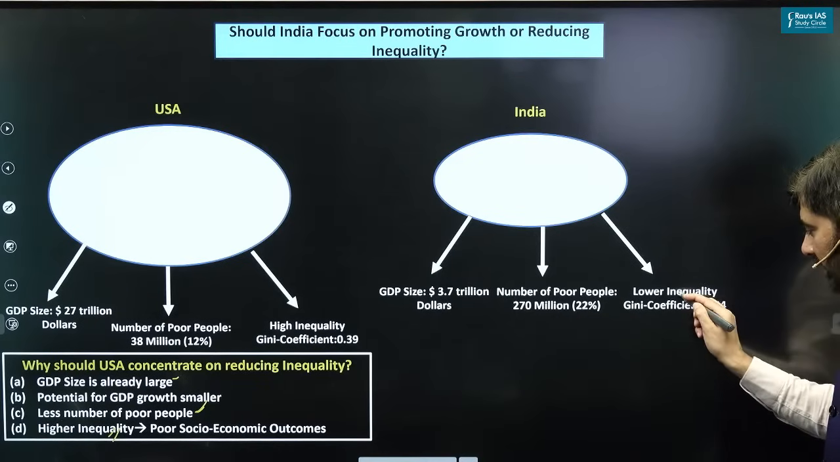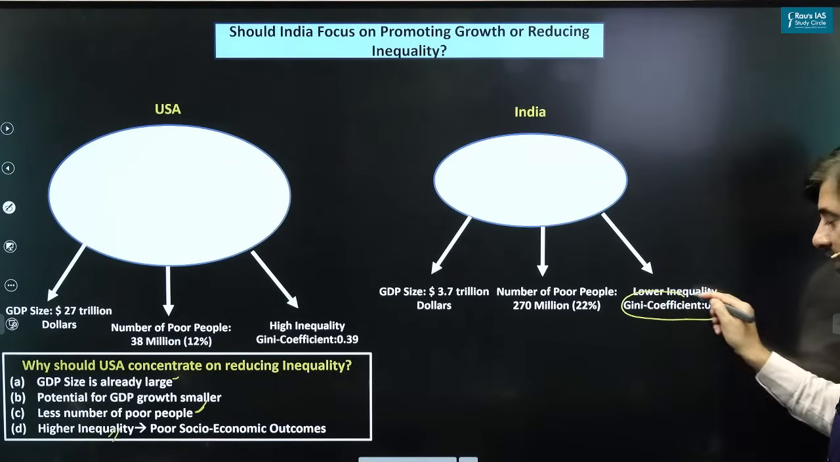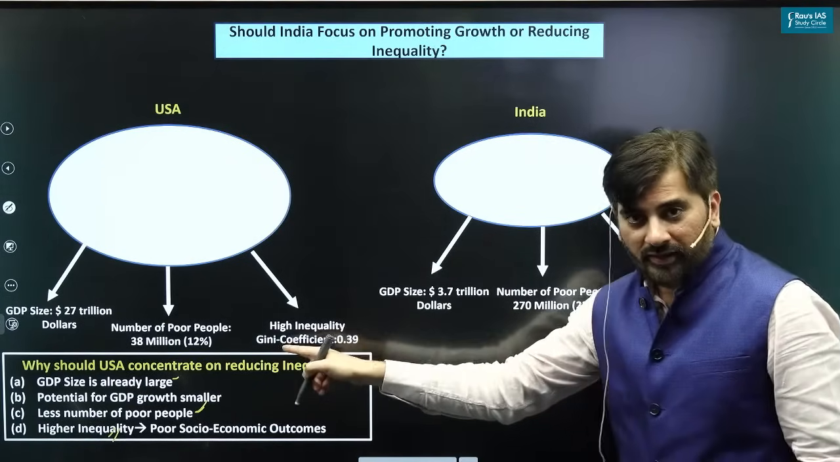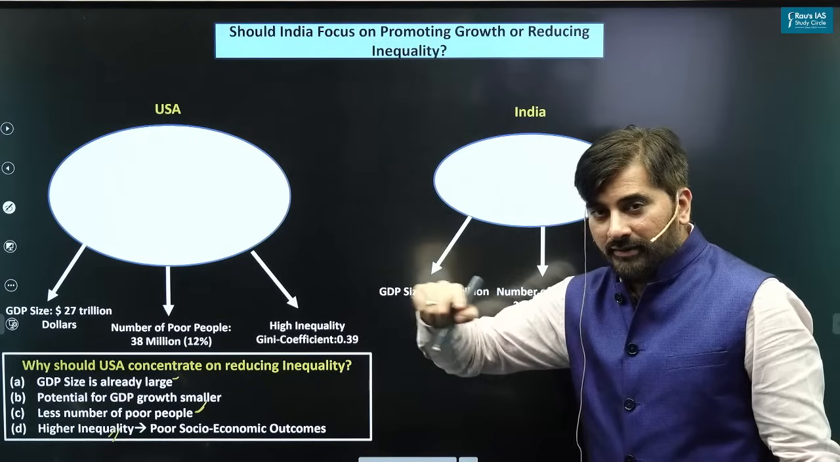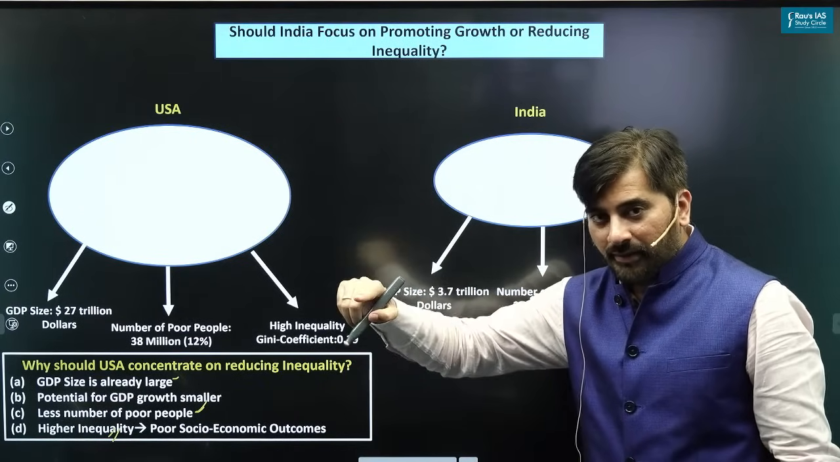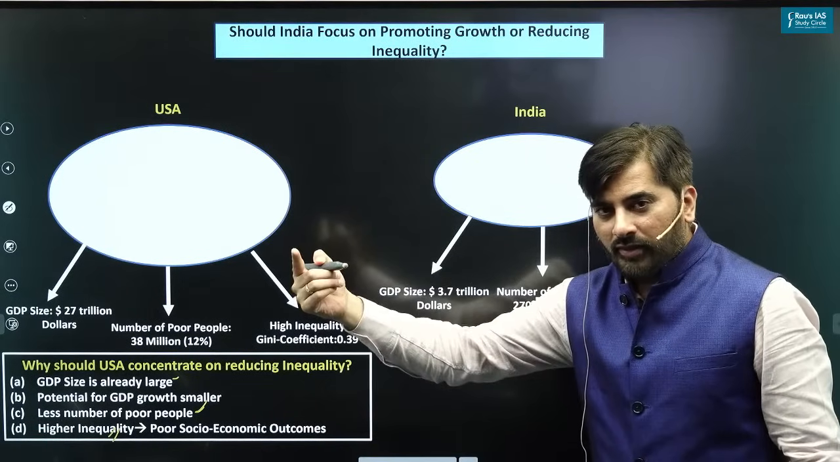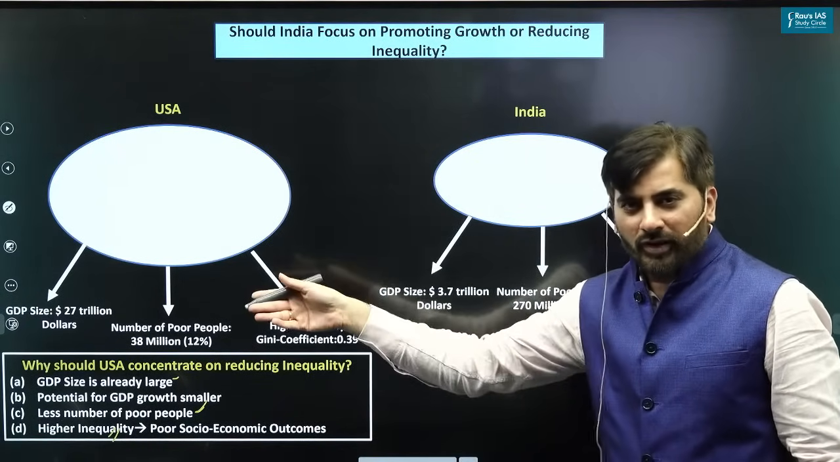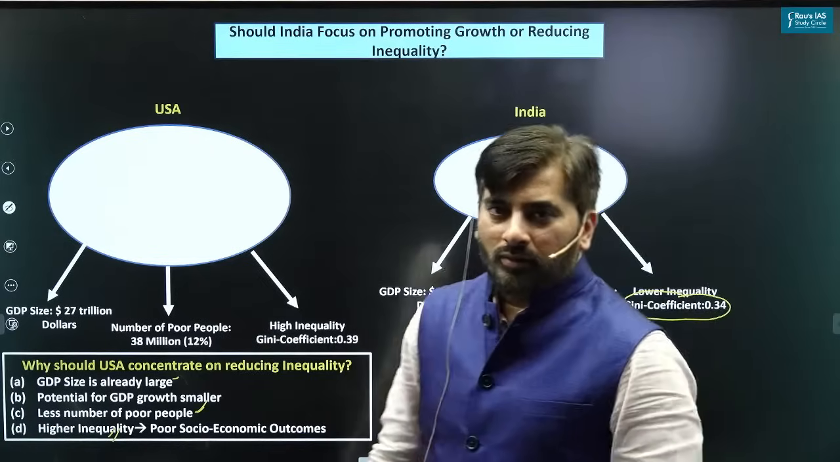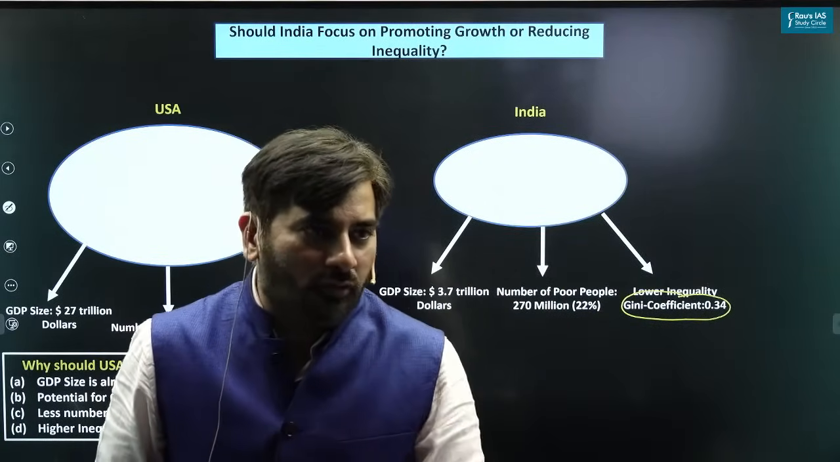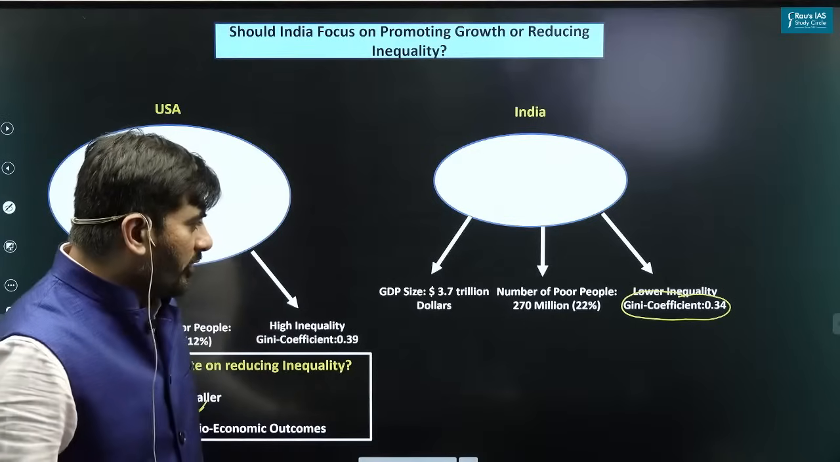And surprisingly, can you see the Gini coefficient of India? Gini coefficient of the US? Like I said, an increase in Gini coefficient means an increase in income inequality. So which country is more unequal, US or India? It is the US. So considering our stage of growth and development, where should India focus?